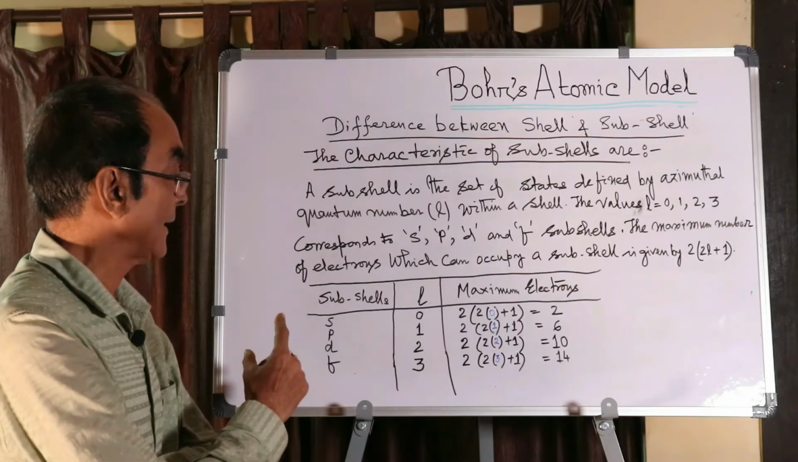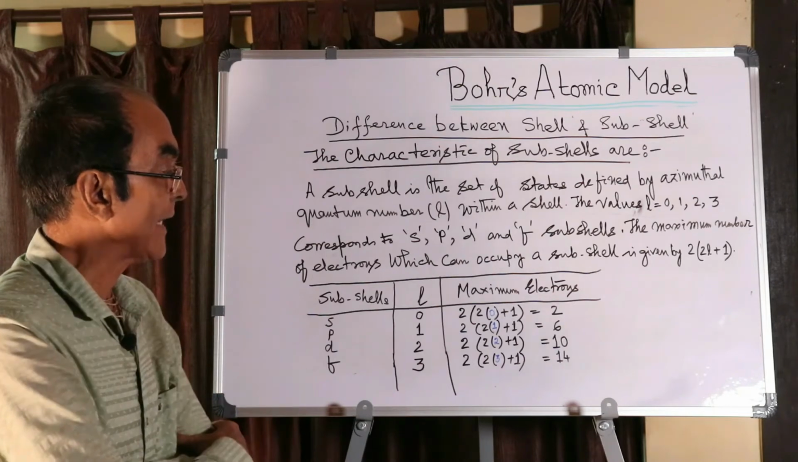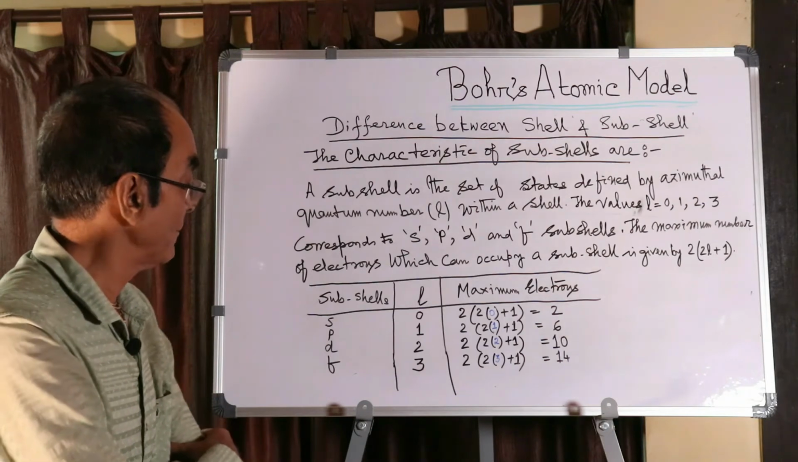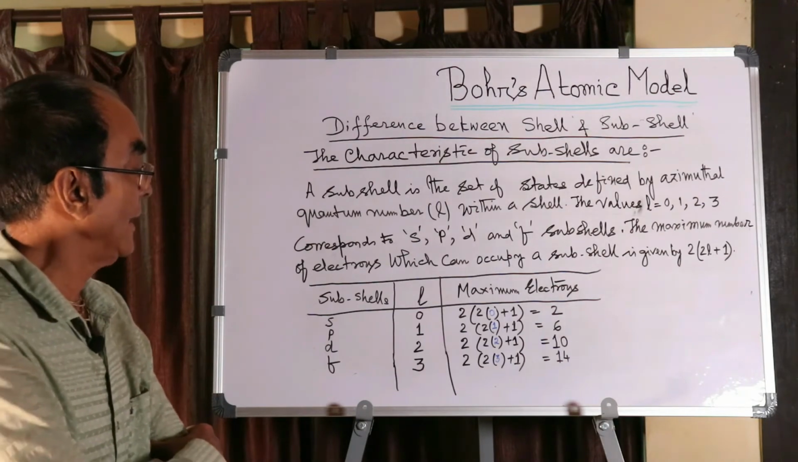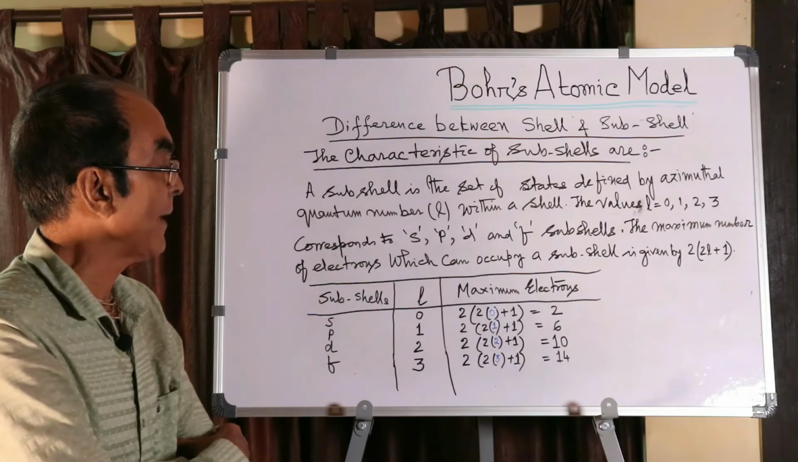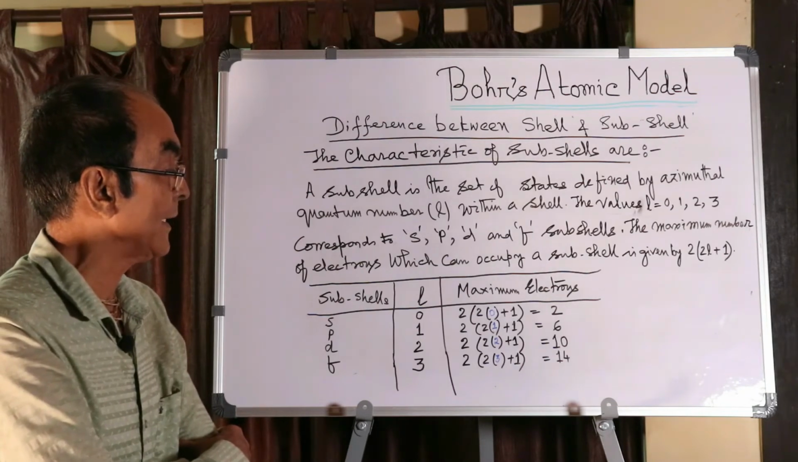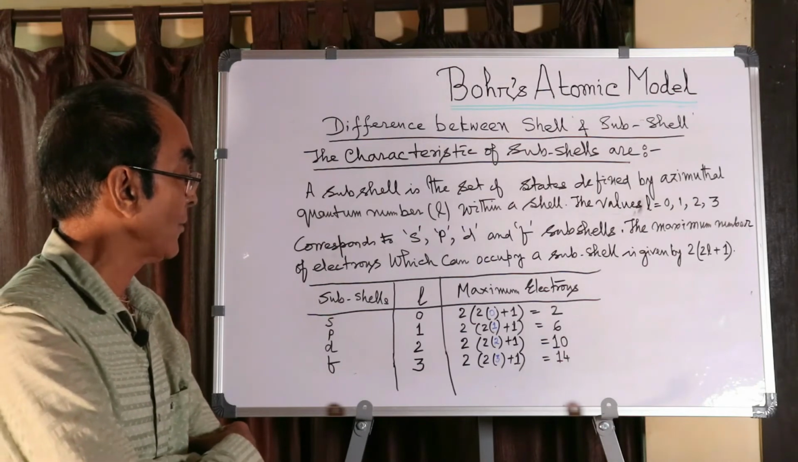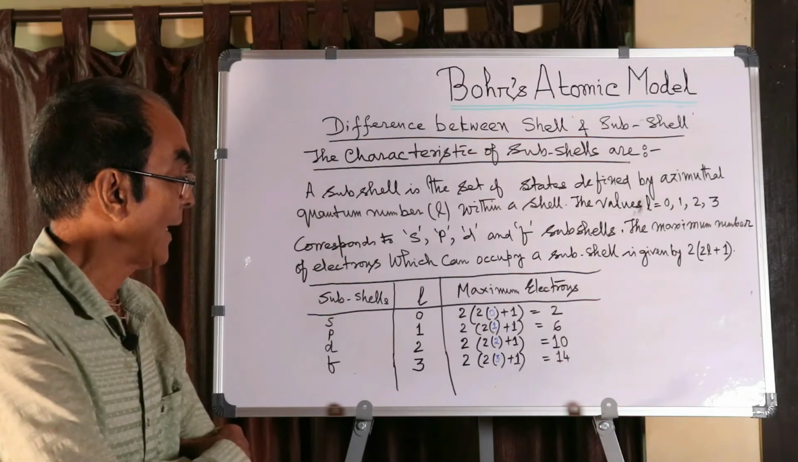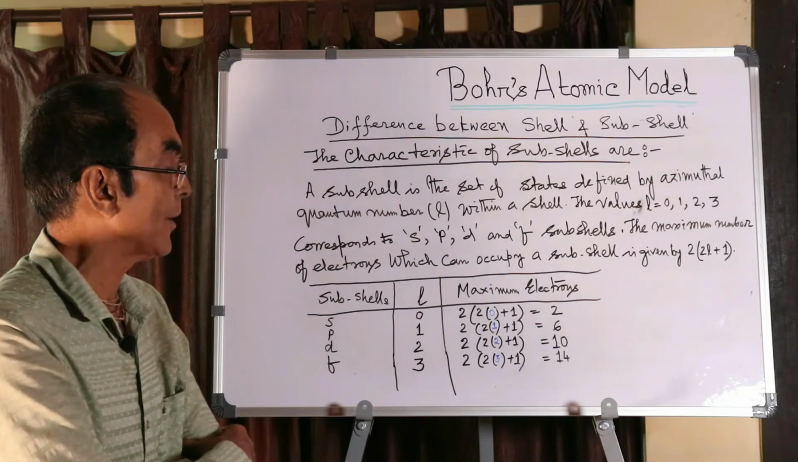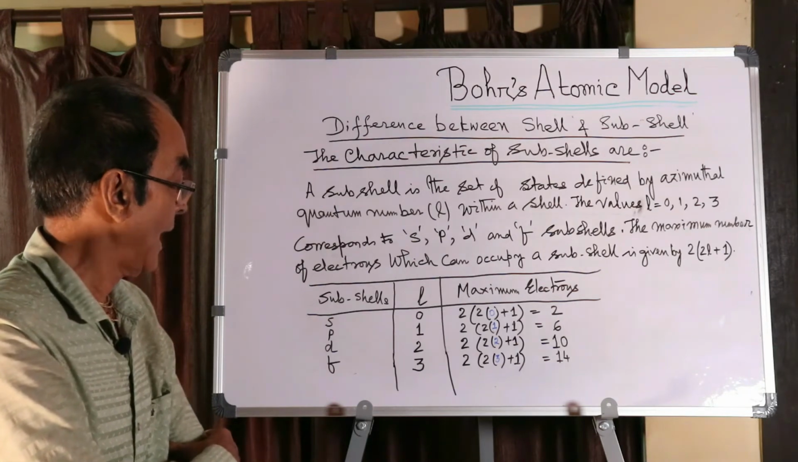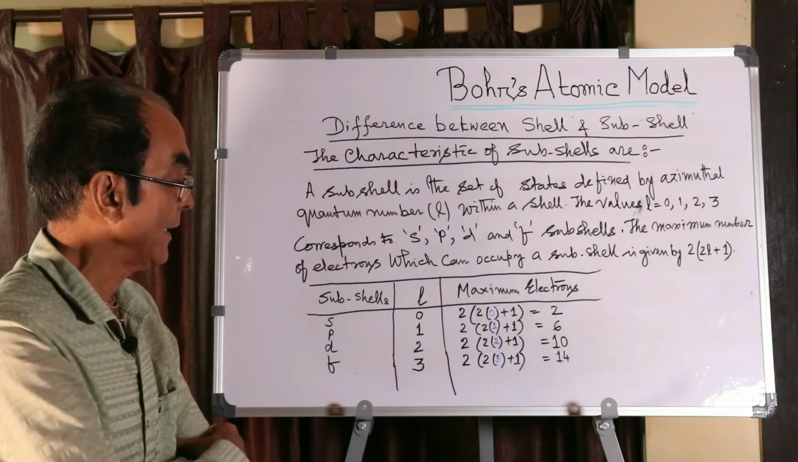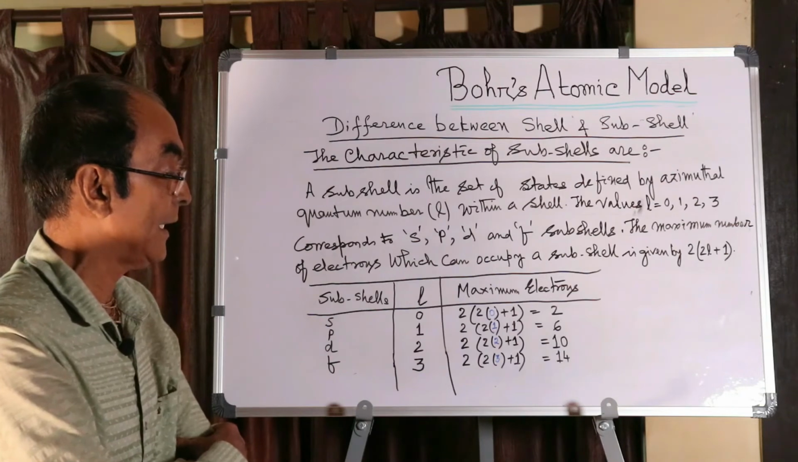Subshell S, that is azimuthal quantum number L equal to 0, can hold a maximum of 2 electrons. Then P, azimuthal L equal to 1, can hold a maximum of 6 electrons. D, when the azimuthal quantum number is 2, can hold a maximum of 10 electrons. And F, when the azimuthal quantum number is 3, can hold a maximum of 14 electrons.